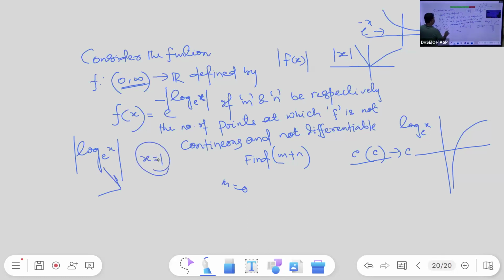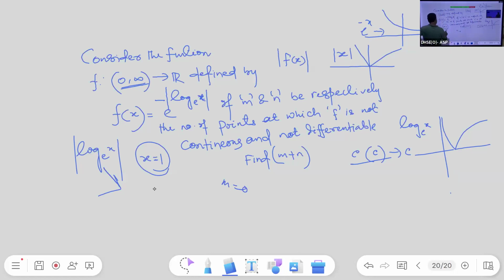At all points except x is equal to 1, the function is differentiable. Because you see, the graph of the function f of x is equal to log x. This is x is equal to 1, the point (1, 0). If you take the mod of this, then the structure will be like this. So this is the graph of f of x is equal to mod log x. From the graph, it is clear that at (1, 0), it takes a sharp turn.